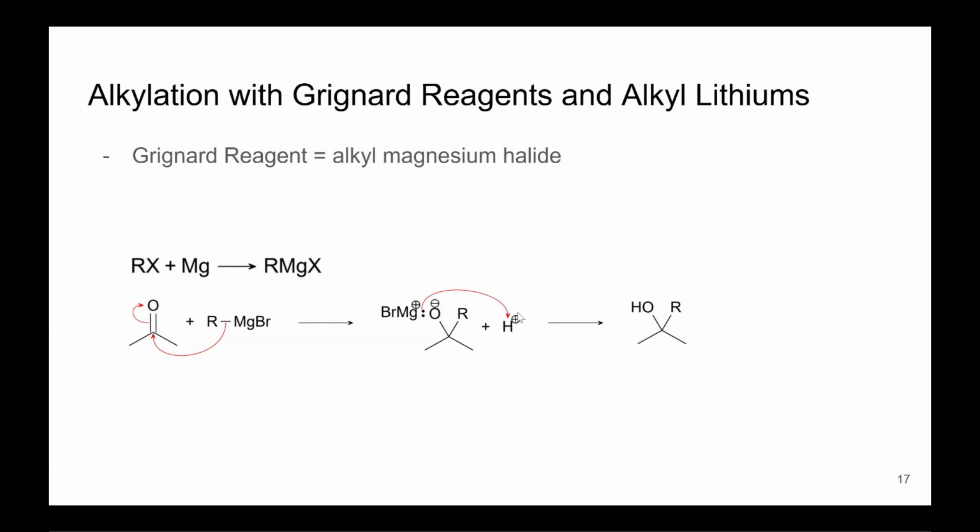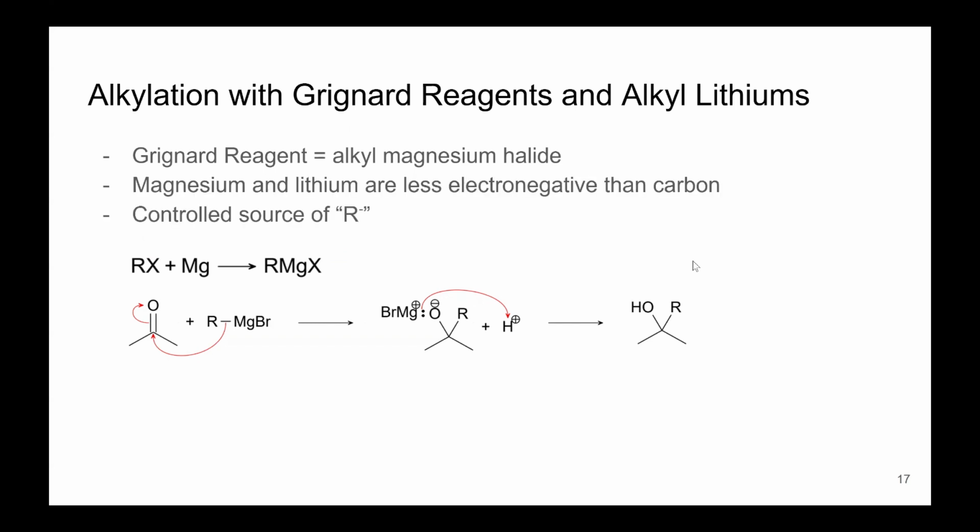This gives you the equivalent of an R minus, just less reactive. So it will react in a controlled manner. Magnesium and lithium are less electronegative than carbon, and that's why the lone pair will be closer to carbon than to magnesium or lithium. The reason you can't use things like sodium is because it will probably be very ionic in nature, and because of that, the R minus will be really reactive, and your reaction will be really hard to control.